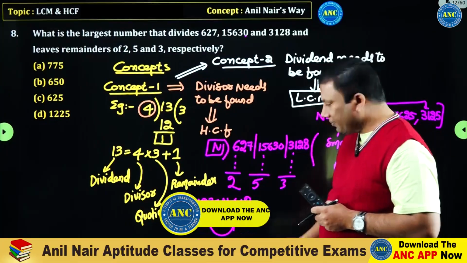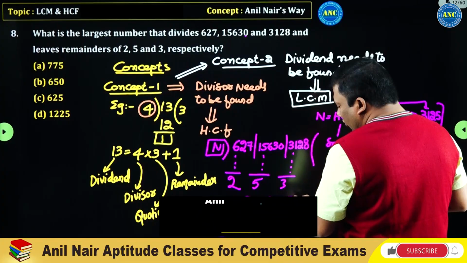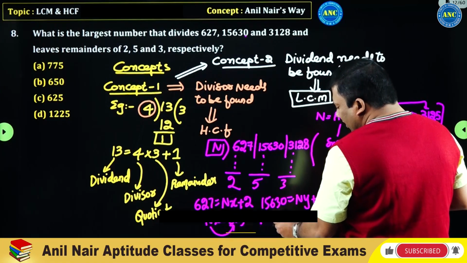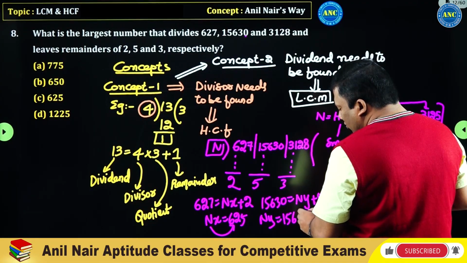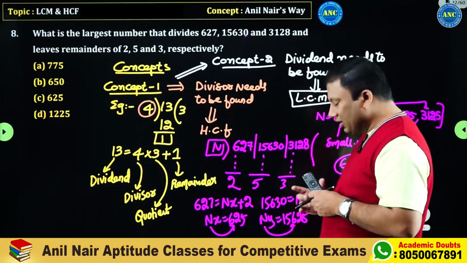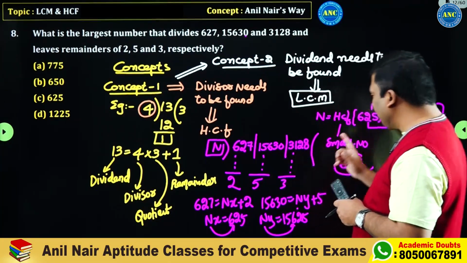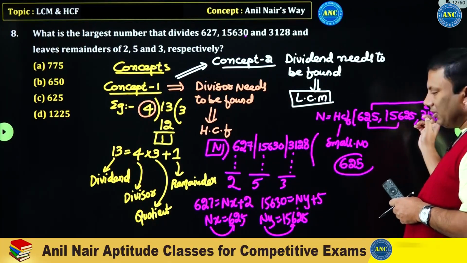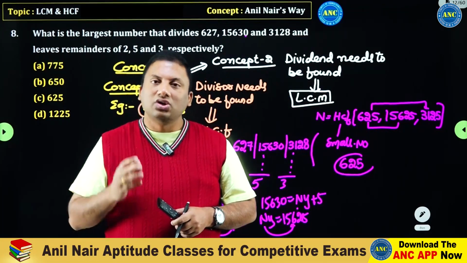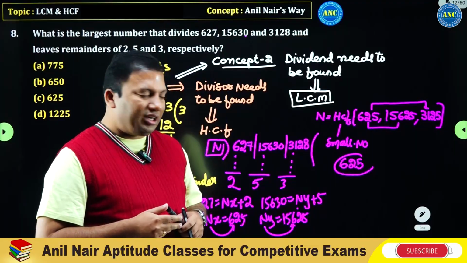Another way to look at it. 15630 is n into y plus 5. So n times y is equivalent to 15625. n will be a factor of 15625. n should be a factor of each of these numbers. And the question asks for the largest number, so definitely we need to use the HCF concept.